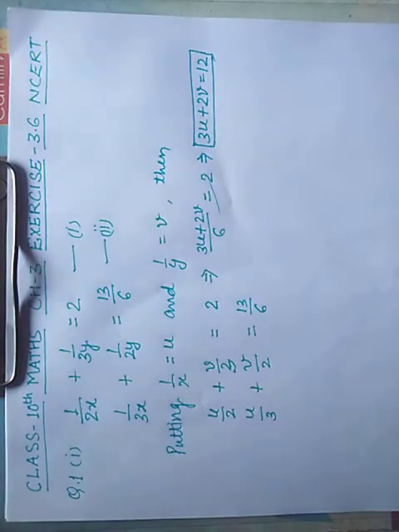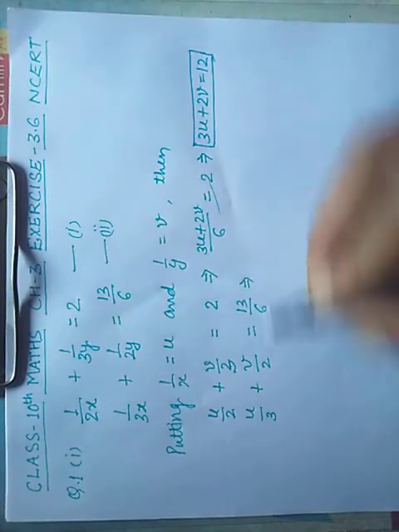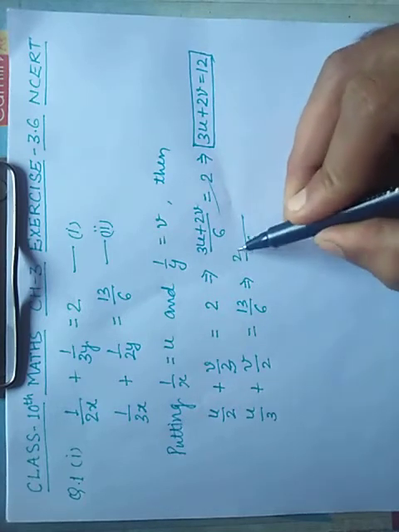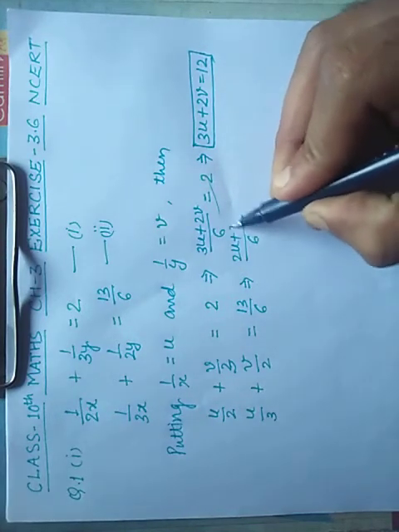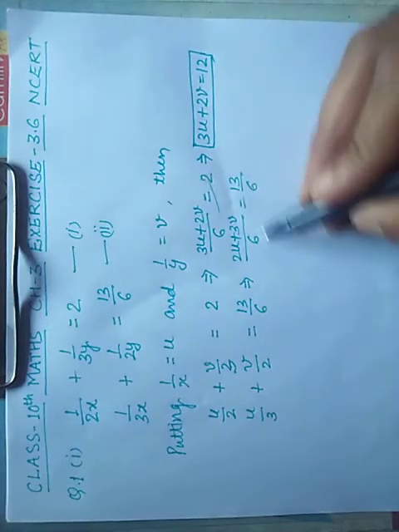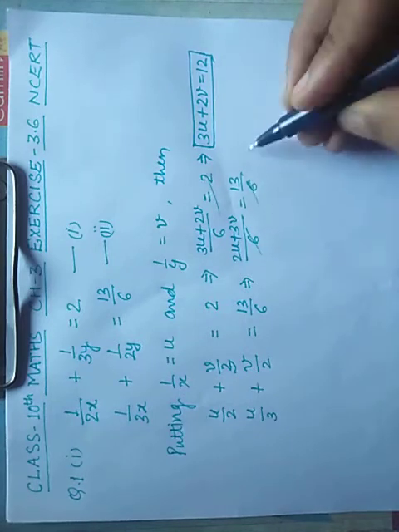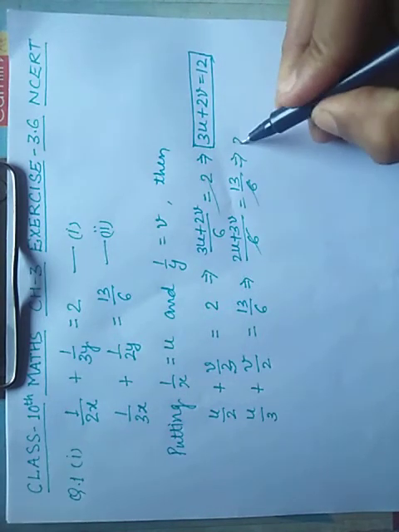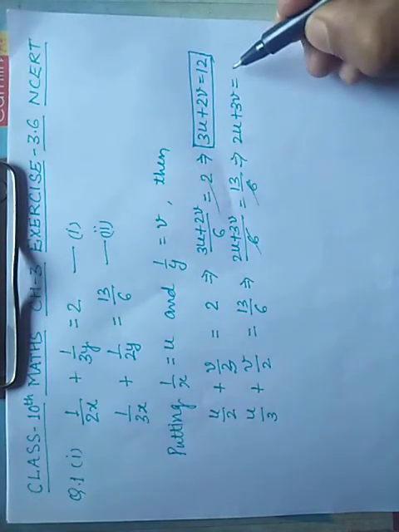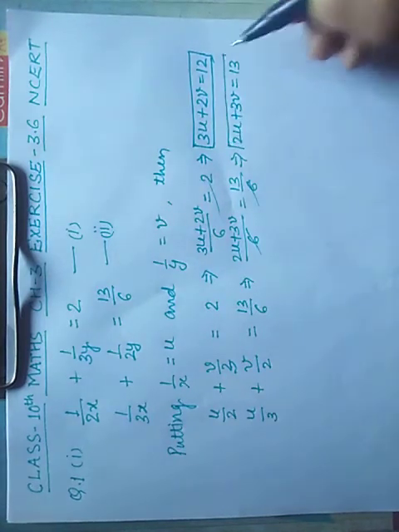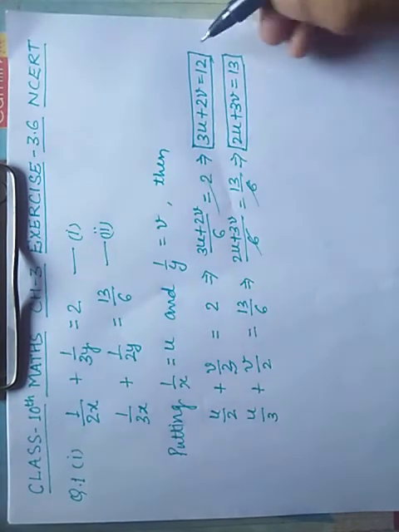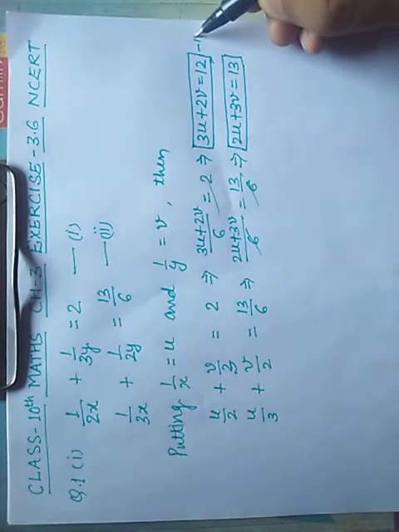Okay, and similarly we can solve this equation here. So LCM will be 6 and it will be 2u plus 3v is equal to 13 upon 6. We can cancel 6 by 6, right? And finally the equation will be here 2u plus 3v is equal to 13. Okay students, so we now have a pair of linear equations. We can consider them as equation 3 and equation 4.